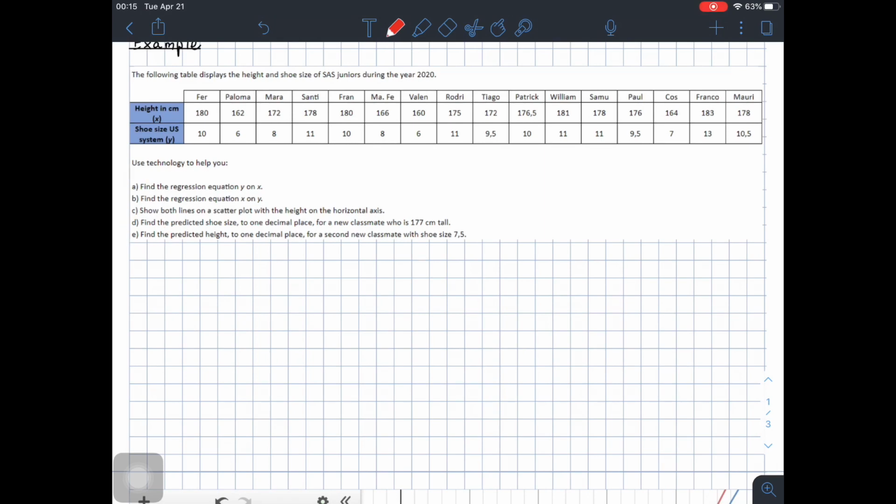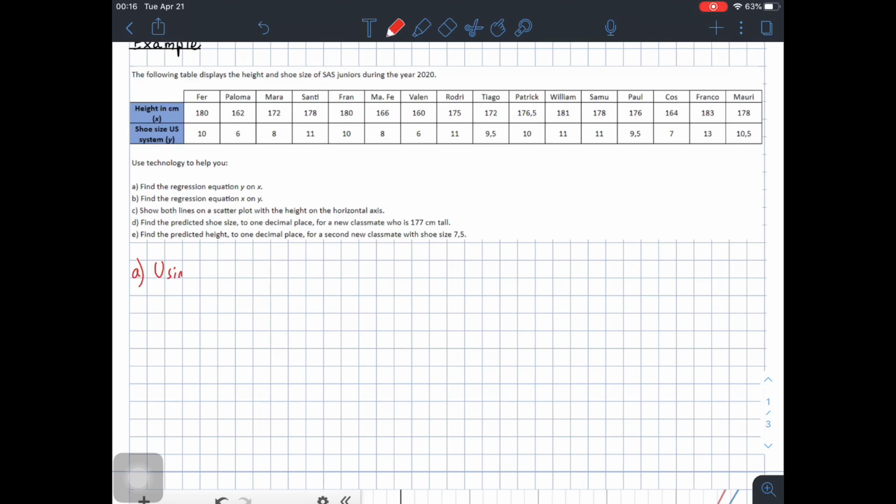And with this information, we're gonna do the following. It says, use technology to help you. A, find the regression equation y on x. So this is what you already know how to do, right? Which is go into menu statistics, then plug in the x variable in list 1, then plug in the y values in list 2, and then go to calc, reg, x. We're going to do that together now. So let's do part A first.